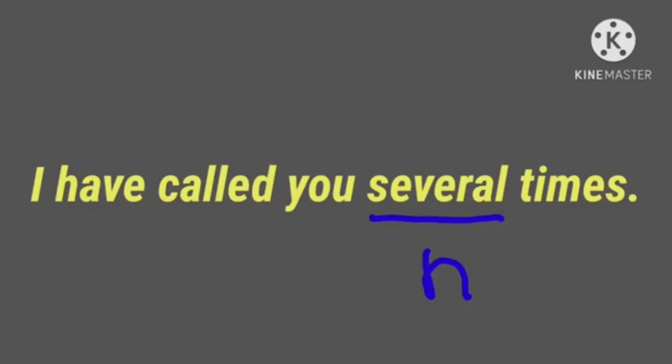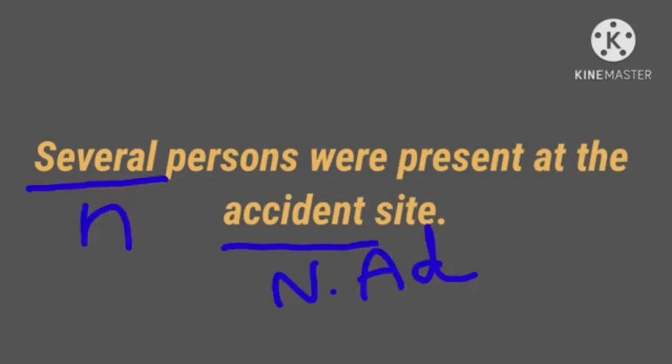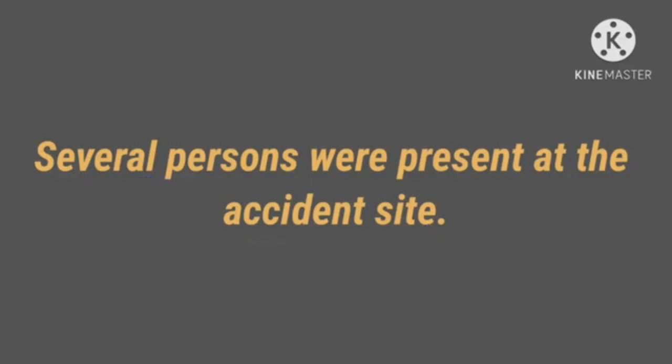Next, several persons were present at the accident site. Here, what are the adjectives? Several and accident. So, several, adjective of number; accident, noun used as adjective. Site is a noun. Before site, accident is a noun used as adjective.